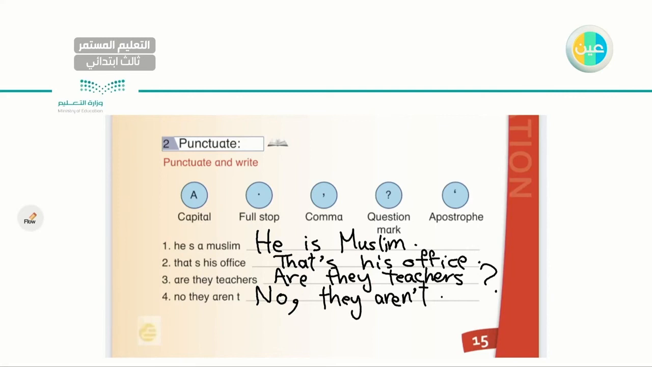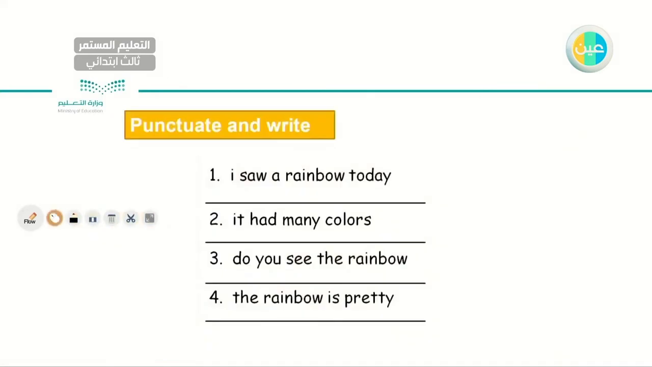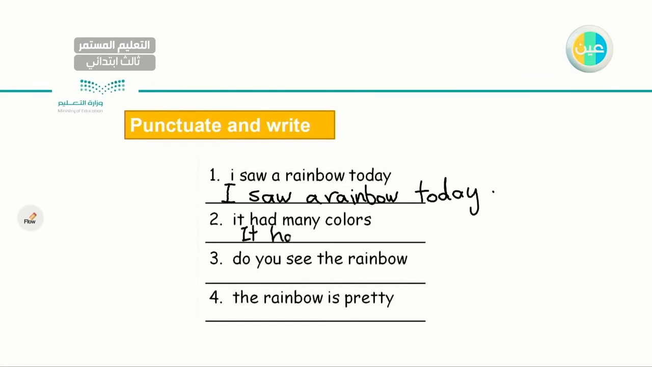Make sure you are writing them correctly, and let's go to the next one. So I need your help with this one. I saw a rainbow today. Let's punctuate this together. Yes, I will have a capital I saw a rainbow today. And I should use a full stop. Very good. It had many colors. I will start again with capital. It had many colors.